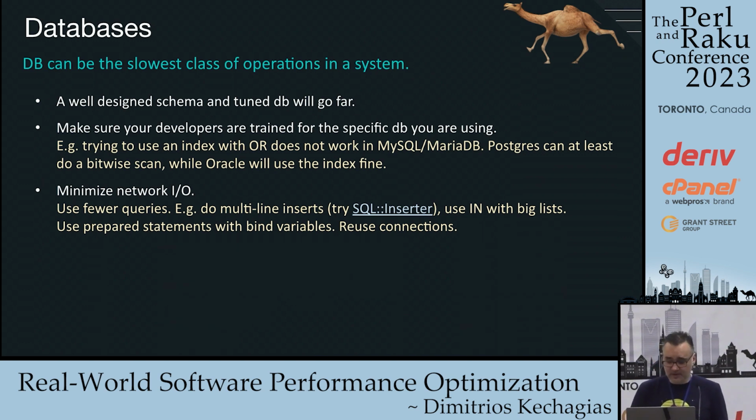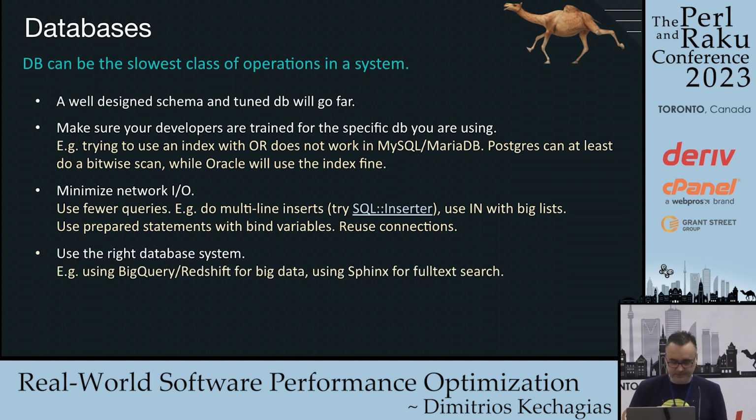You can minimize network I/O by doing fewer queries. You can use multi-line inserts with SQL::Inserter. It handles the buffer for you. And use the right database system. Don't put everything in your relational database.